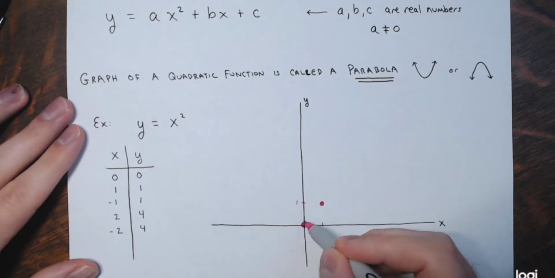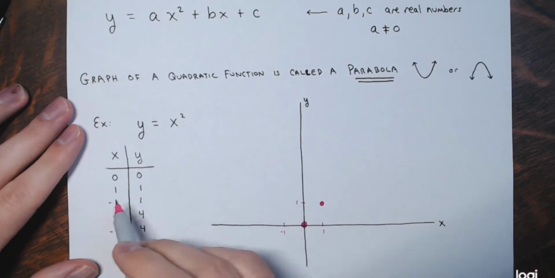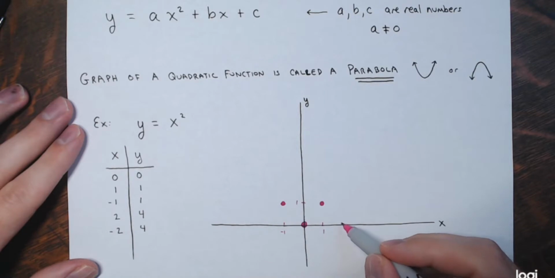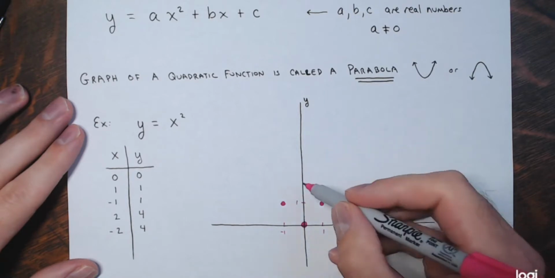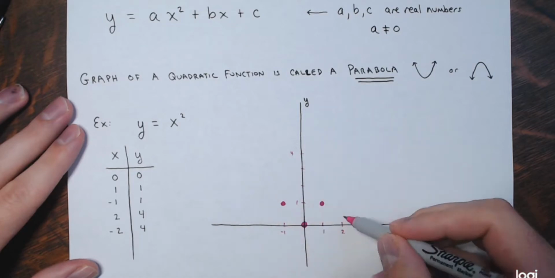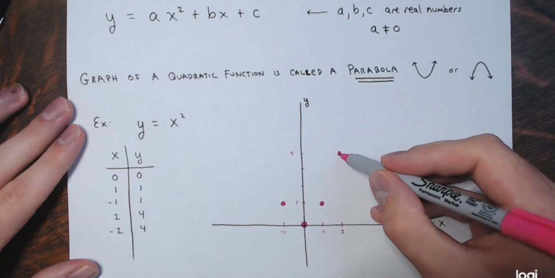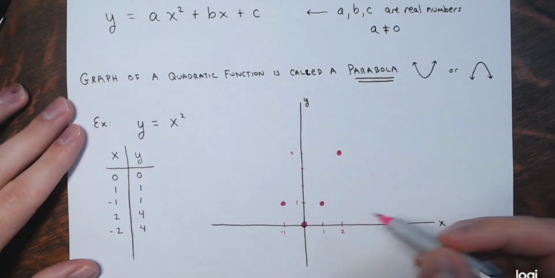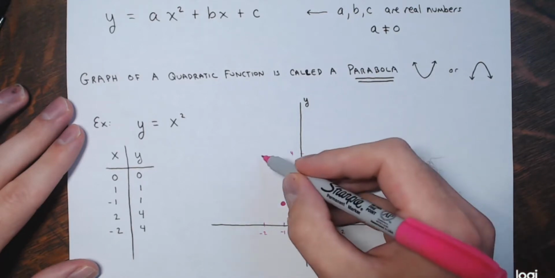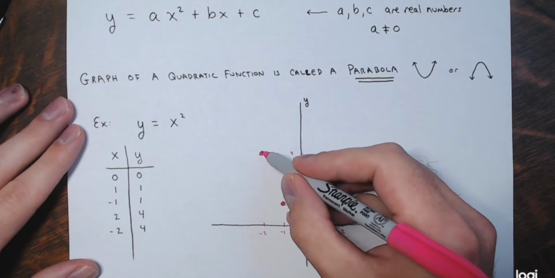But then negative 1, 1. Right? Negative 1 for x, positive 1 for y. That'd be here. And then positive 2 for x, positive 4 for y, right? So 2, 4, that's this point here. And negative 2 for x, positive 4 for y again, so that's this point here.